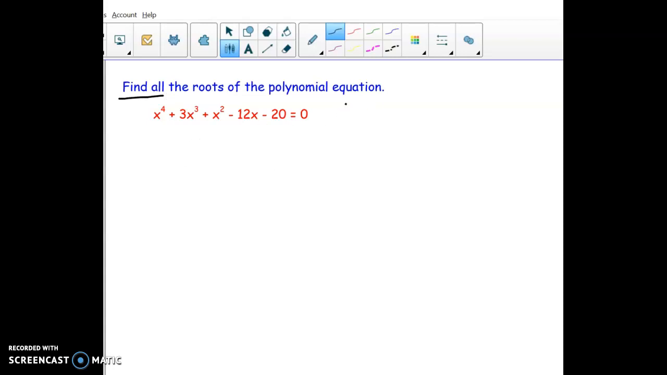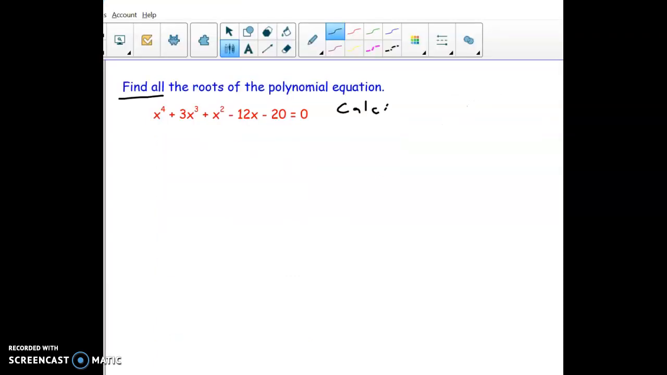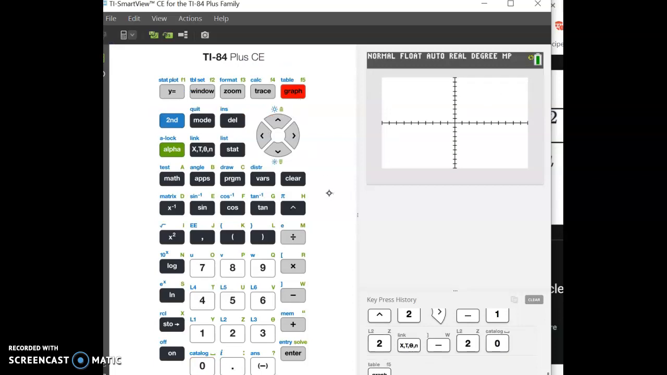Okay, so back with you, we're going to start with what we can find on the calculator. So I'm going to type all that into my y equals screen. So there it is, typed in. I think I got it right. And I'm going to hit graph. Okay, and it looks like I see 2 answers here, 2 rational, -2 and 2.